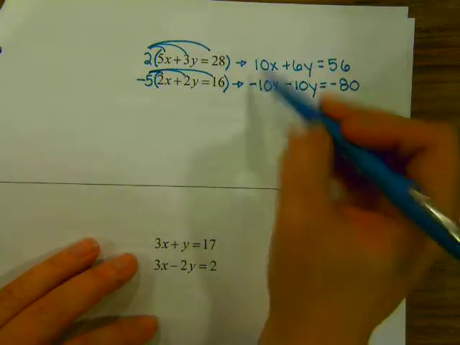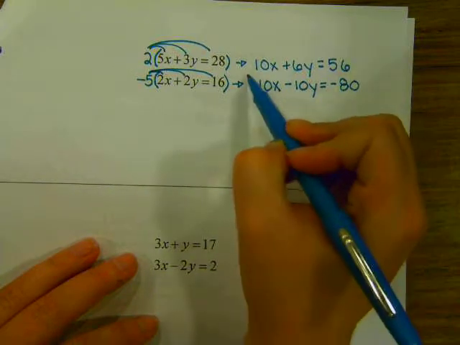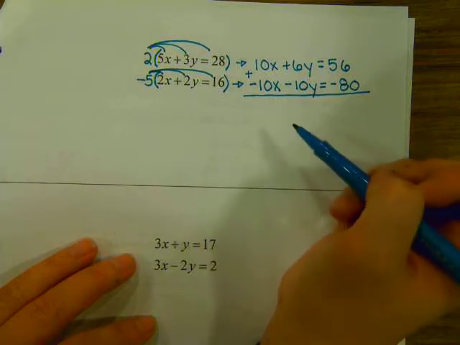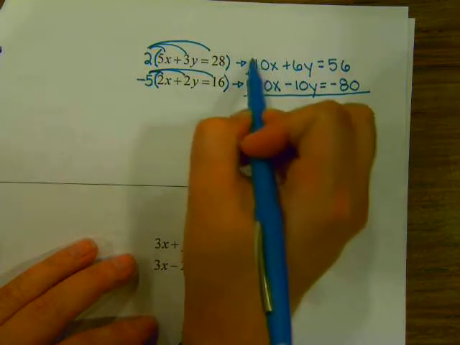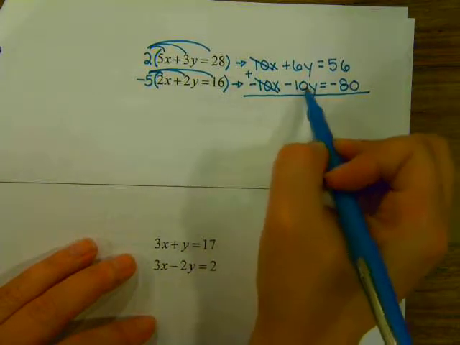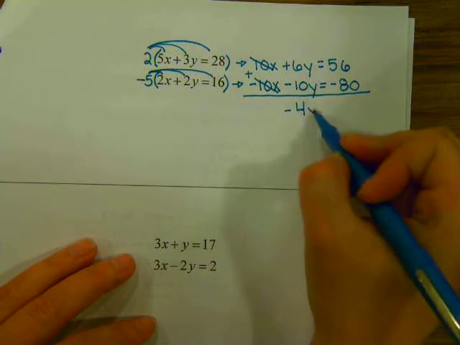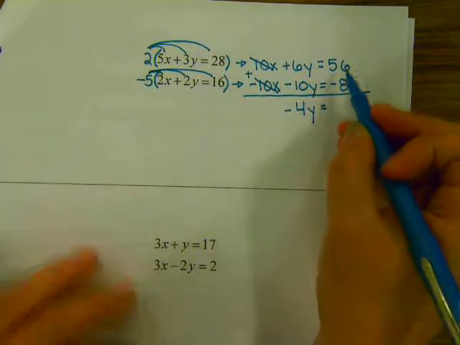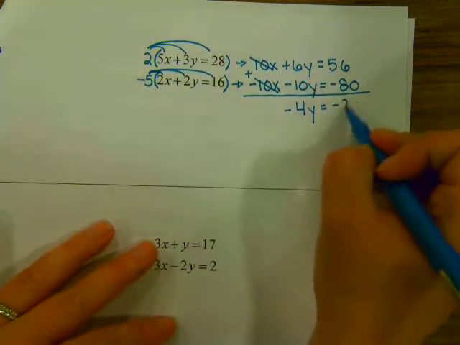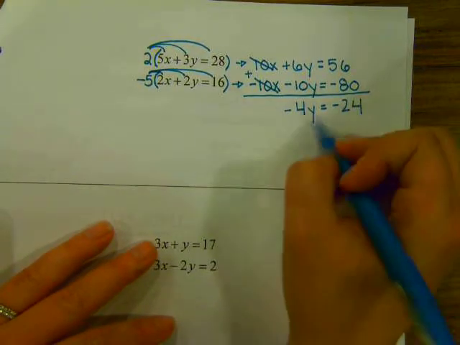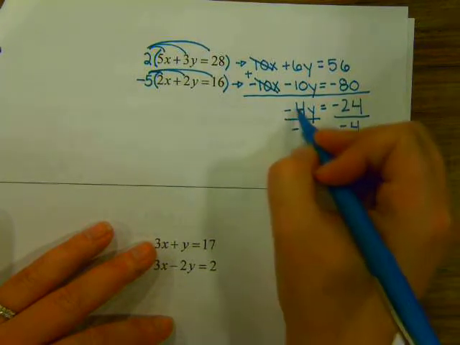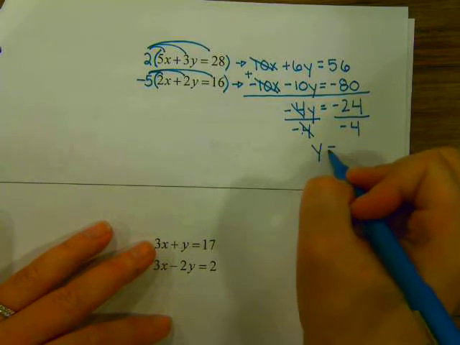Now look, now you've had it set up perfectly so that you can straight up add them and get rid of the x values, which is nice, okay? So we'll just eliminate, and then do the math. 6 plus negative 10 is negative 4y equals 56 plus negative 80. Type that in the calculator. I got negative 24. Then the opposite of multiplying by negative 4 is dividing by negative 4. So y is going to equal 6.